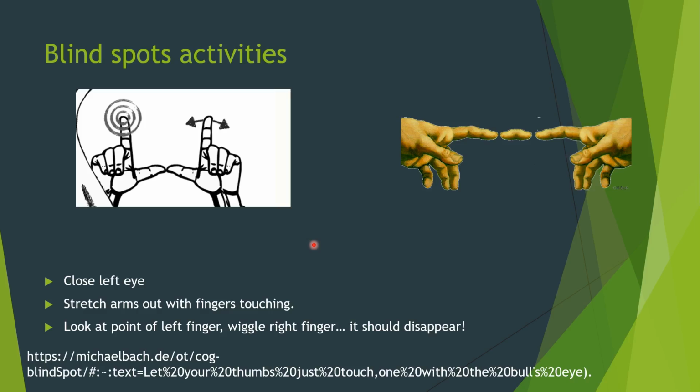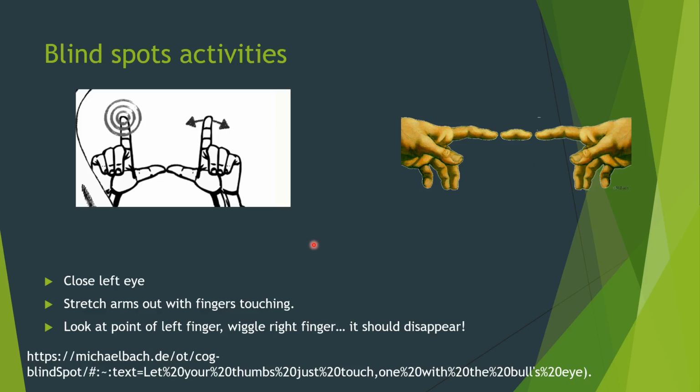First, close your left eye. Second, stretch your arms out as far as they'll go in front of you and make those two L shapes. Put the L shapes together by meeting your thumbs, and then look at the tip of your left finger using your right eye while your left eye is still closed. Then wiggle your right finger around a little bit.